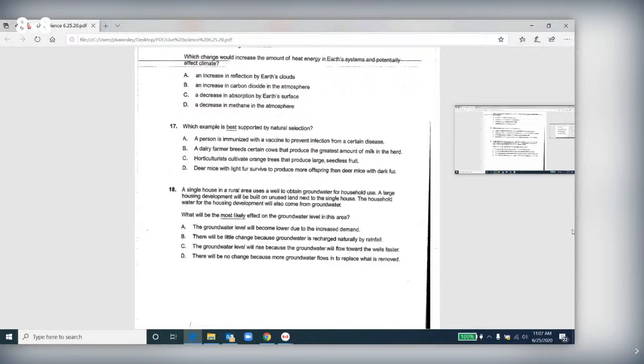So if you put a pump into a lake and start pumping it out, eventually that lake's going to get pretty low. And the same thing with this, instead of one person using that source of groundwater, there's going to be 30 houses. The groundwater will become lower due to increased demand. So A would be the correct answer.